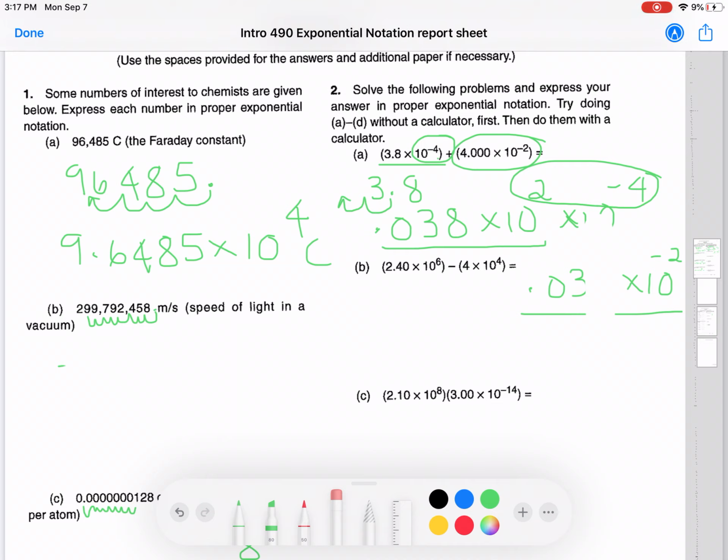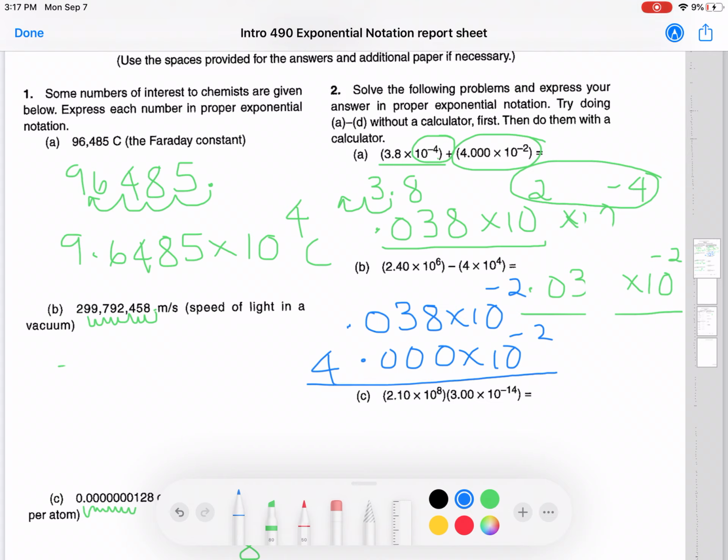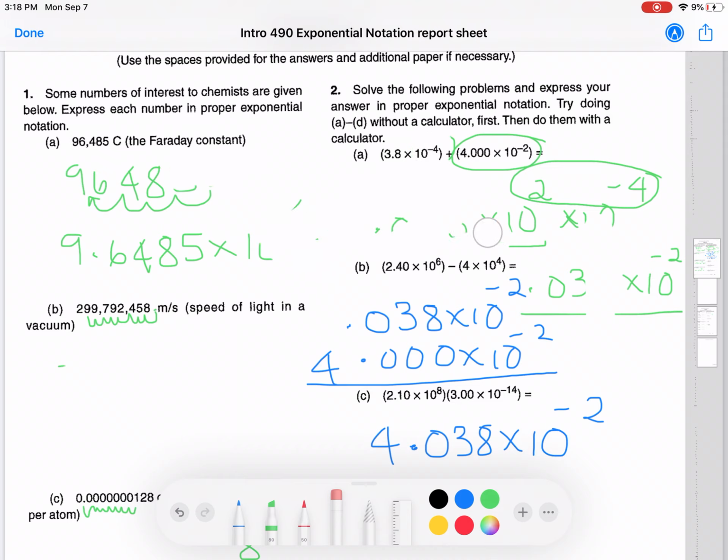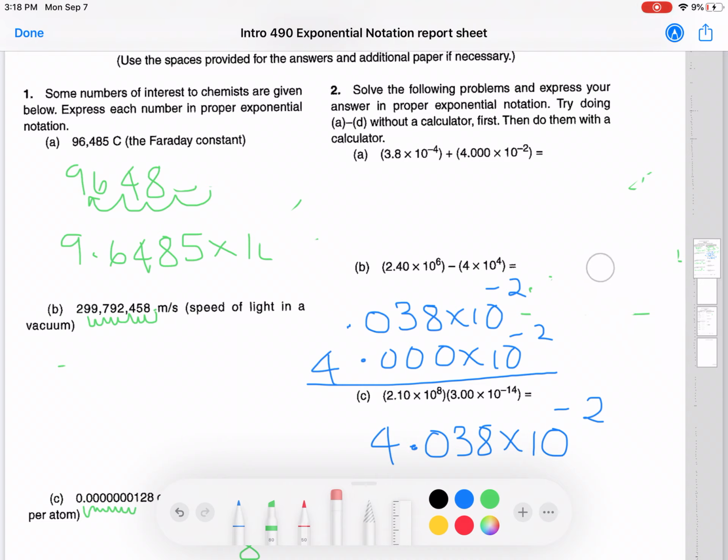Okay, so I have the two numbers, so we can go ahead and add them together. So the two numbers are 0.038 into 10 to the negative 2, and then you add 4.000 into 10 to the negative 2. Now both of these have the same exponent, so you can add them together. When you add them together, it would be 4.038 into 10 to the negative 2. Okay, that's how you perform that calculation. I'm going to go ahead and erase all this. So the answer would be 4.038 into 10 to the negative 2.